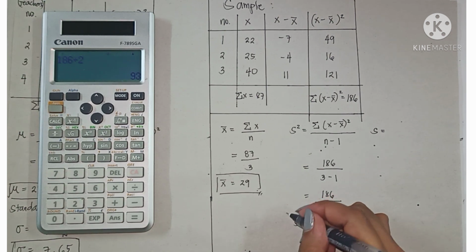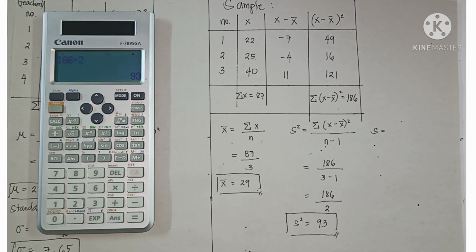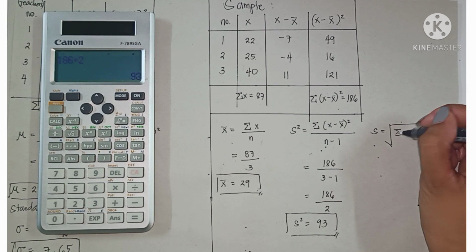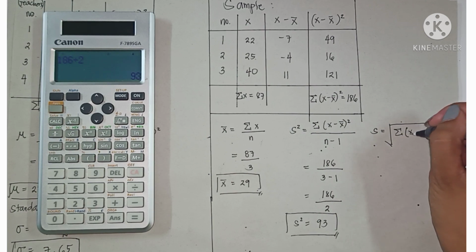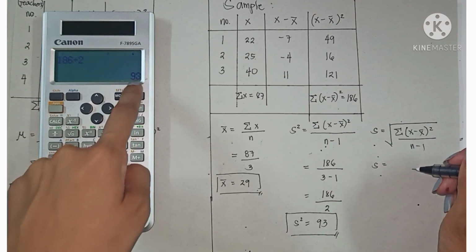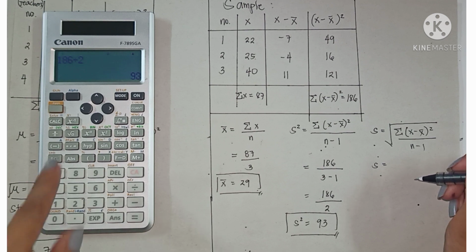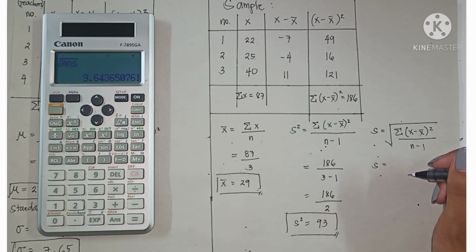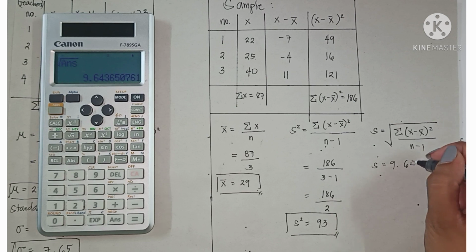So, our s squared, or our sample variance is 93. How about the sample standard deviation? To solve for the sample standard deviation, just simply get the square root of our variance, or square root of the summation of x minus x bar squared over n minus 1. S is equal to, okay, square root lang. Kunin lang natin yung square root ni variance natin. So, pindutin si square root, pindutin si answer, and that is equal to 9.6436. Okay, so round off your answer into two decimal places, and that is 9.64.